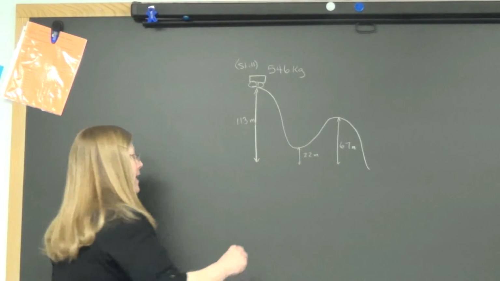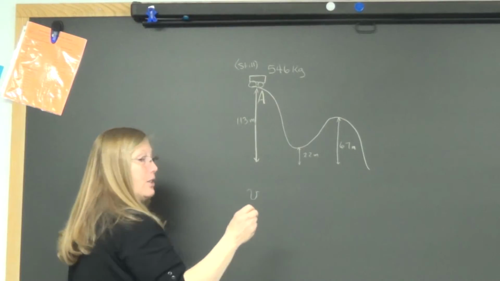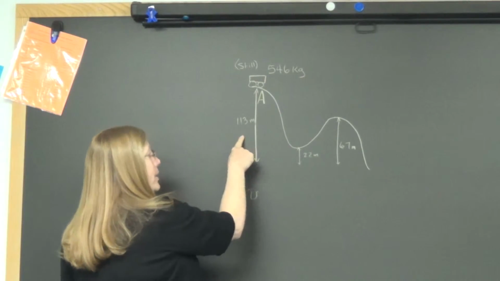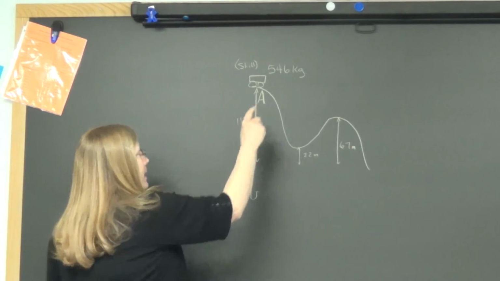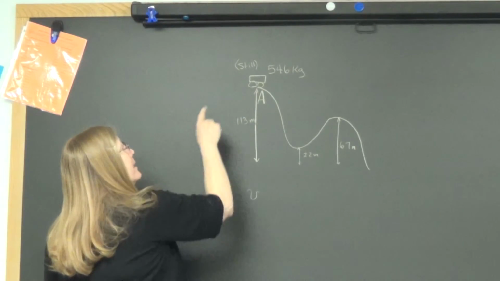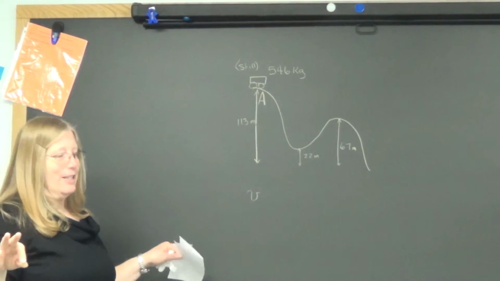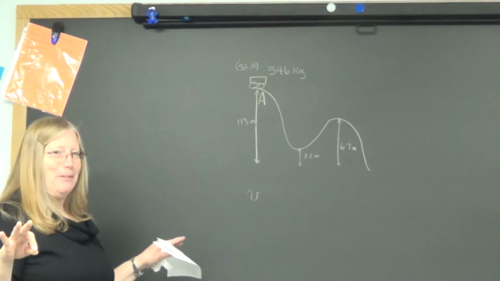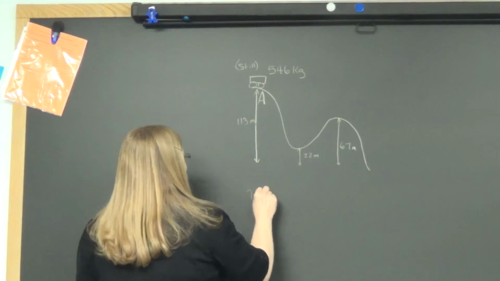So I want you to find the velocity. We'll mark this point A. You have the sketch. Get the 113, the 22, and the 67 meters. Indicate the mass is 546 and it's starting out still. So it's sort of building anticipation that puts you on the top and stops you. And then zoom. So we want the velocity.